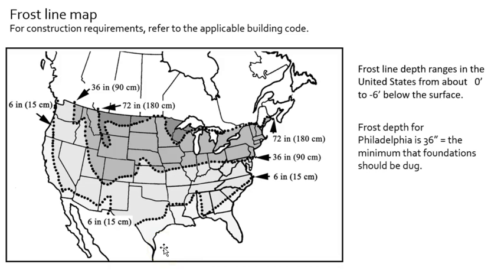And here's a frost line map. Based on where you're located, the building codes would dictate exactly what depth needs to be met. Is it the top of the footing or the bottom of the footing? Here in the United States, the frost lines range from about 0 to 6 feet below the surface. Obviously 6 feet below the surface is up in the coldest parts of our country, and 0 would be down here at the very bottom where they don't experience frost. Here in Philadelphia, the frost line is at 36 inches. So foundations have to be dug to that depth.